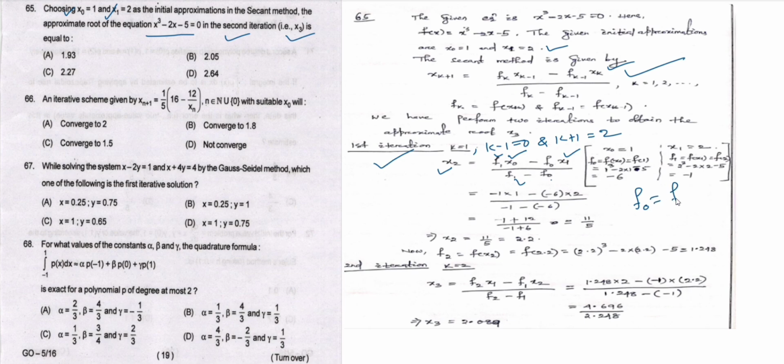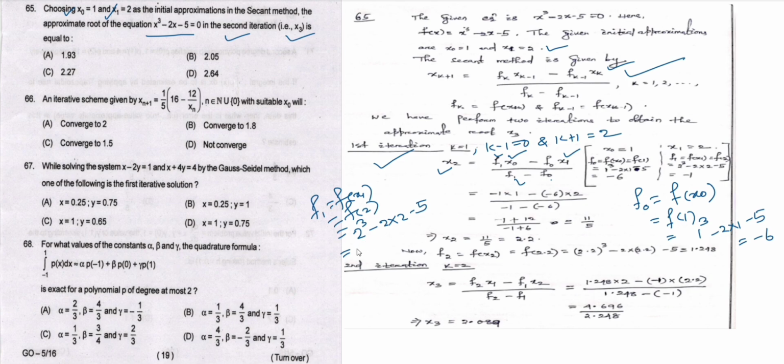So what is f0? f0 is nothing but f of x0. Here x0 is given 1. So f of 1, you know that we have f of x equal to x cube minus 2x minus 5. So f of 1 is 1 to the power 3, 1 cube, minus 2 into 1 minus 5, which will be minus 6. In a similar way, we will calculate f1. f1 is nothing but f of x1. Here x1 is 2. So we will calculate the function value at 2, which will be 2 to the power 3 minus 2 into 2 minus 5, which ultimately gives minus 1.